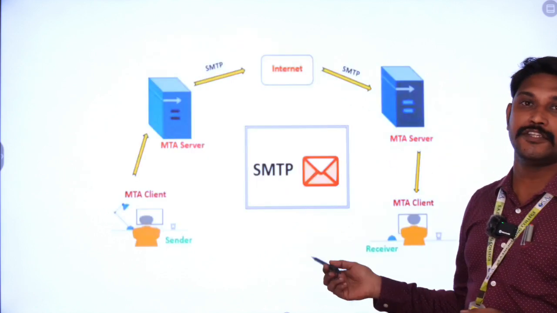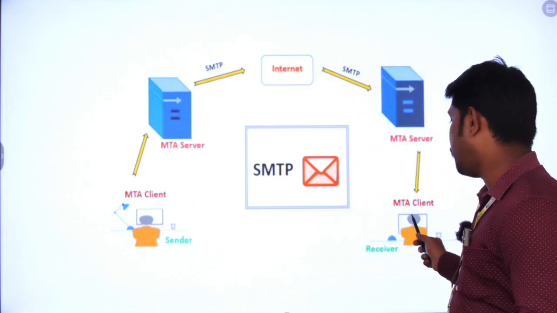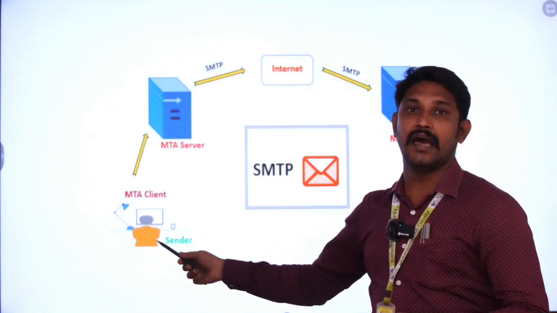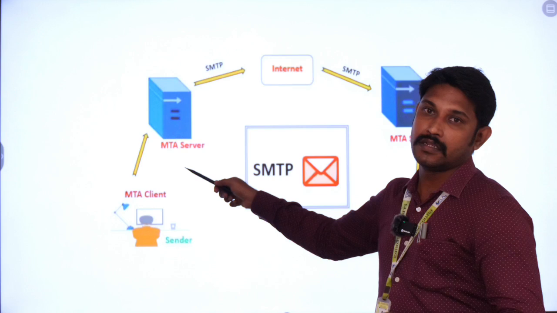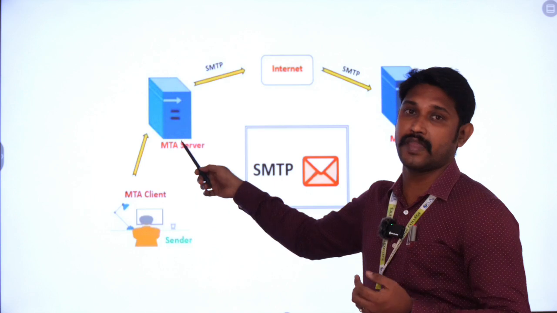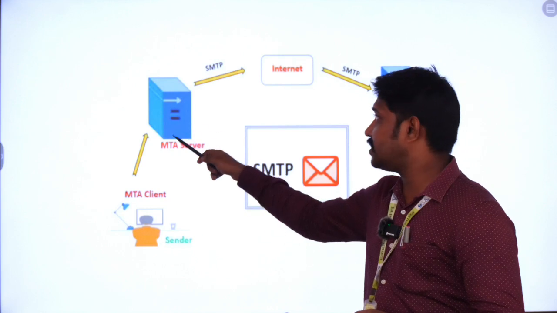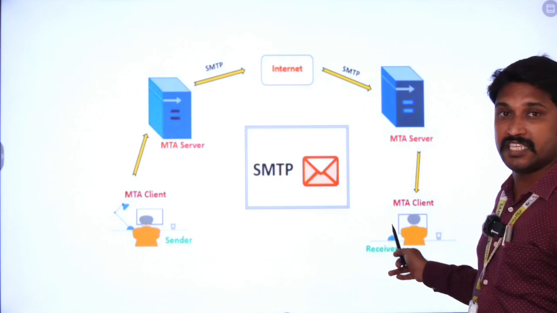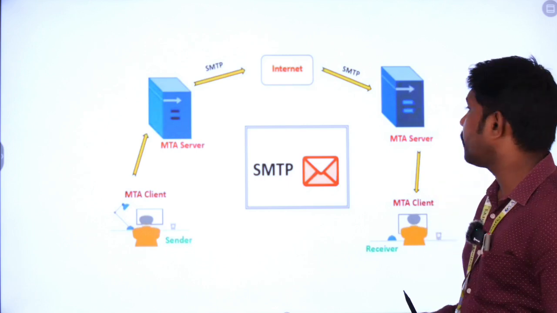Okay, this is the architecture of SMTP. First, as I told you, there will be a sender and a receiver. First, I need a system to access a mail. Then the sender will send a mail from the MTA server. The data will be saved in this MTA server, and you can attach files when you compose. With the help of this SMTP protocol, the message will be sent to the receiver. On the receiver side also, they need a system or a device to receive the mail.